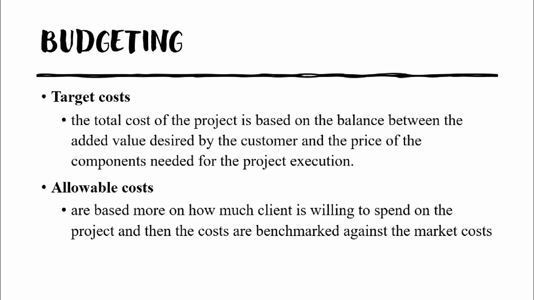Last but not least is budgeting. Budgeting is divided into two categories. The first one is target cost and the second one is allowable cost. The target cost implies the total cost of the project is based on the balance between the added value desired by the customer and the price of the components needed for the project execution, whereas the allowable costs are based more on how much the client is willing to spend on the project, and then the costs are benchmarked against the market cost.